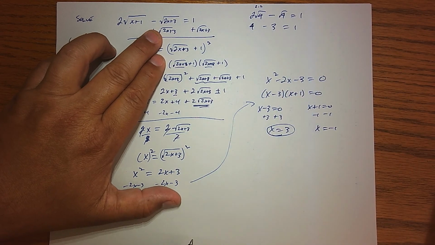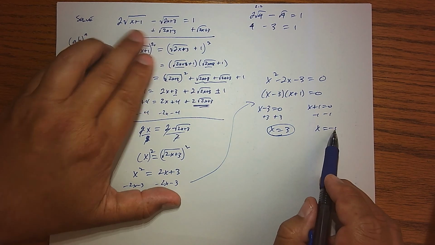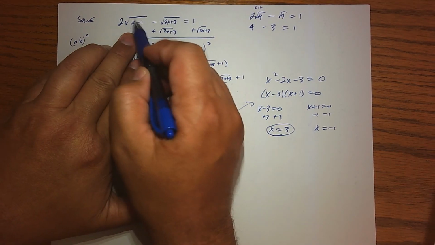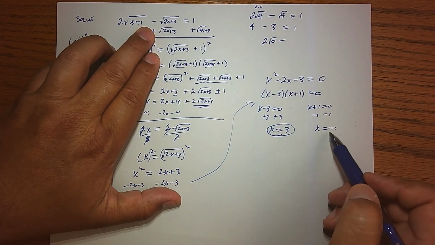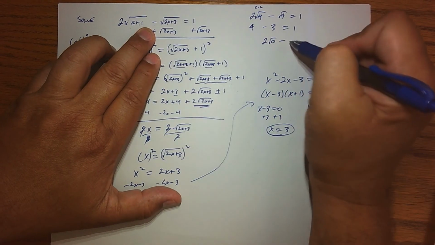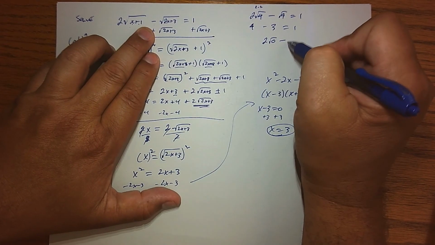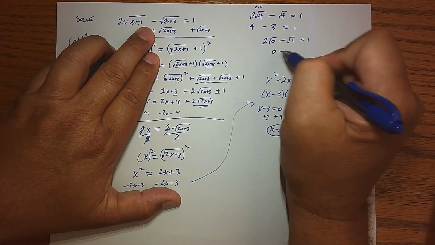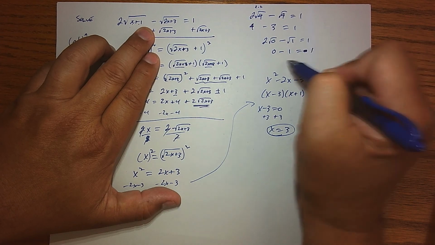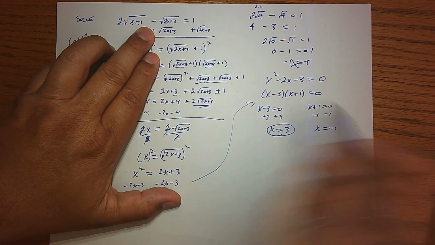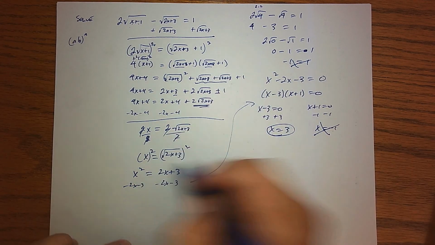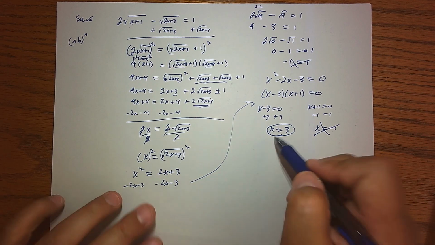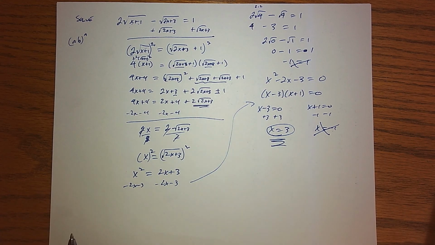So 3 checked out. If I put a -1 in here, a -1 plus 1 is 0, so we have 2 times the square root of 0, minus, if I put a -1 in here, I get -2 plus 3, I get the square root of 1. And that's 0 minus 1, excuse me, -1 equals 1. Well, that's not true. So that solution's actually extraneous. So after all that work, and checking things out, it looks like 3 is the only value of x that makes that equation true.